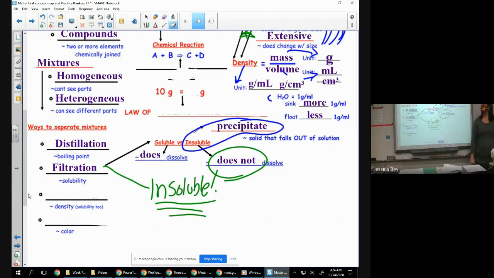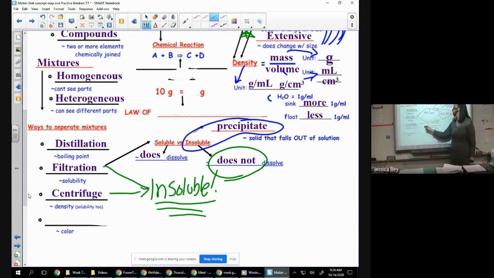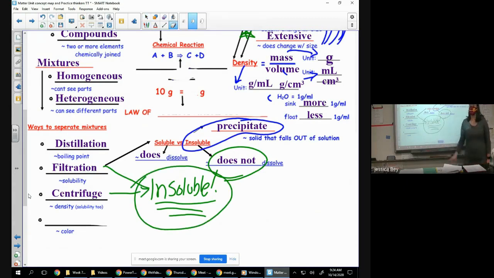All right. The rest of our ways, if you're going to separate based on density and solubility, that is centrifuge. Centrifuge also only works on insoluble things. When you're thinking about it, remember the green food coloring. It did not spin the green food coloring out, so therefore you're only allowed to have insoluble substances. Centrifuge.